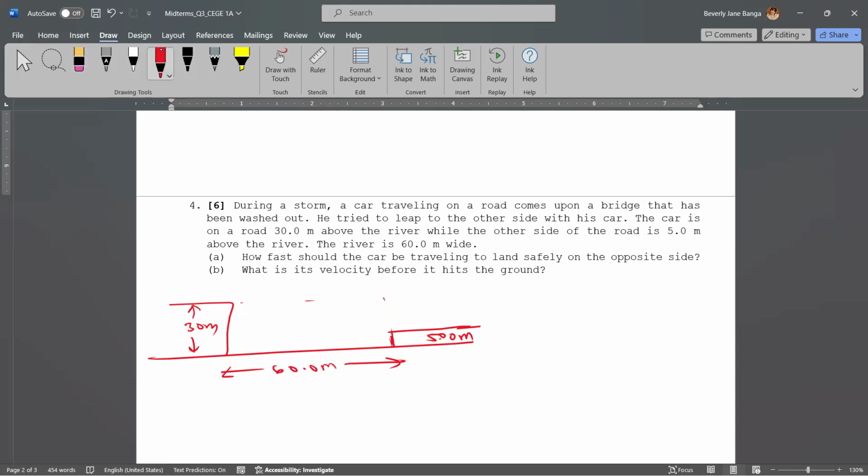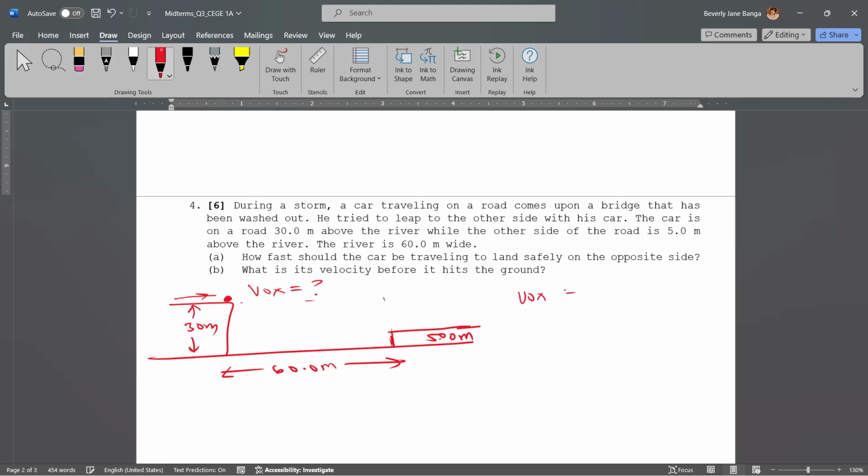So, nandito raw yung car. How fast should the car be traveling? So, nasa road siya, di ba? So, syempre, ano lang ba yan? May Y ba yan? Di ba? Wala. So, VOX lang to. Okay, so VOX yung hinahanap sa una. So, paano natin makukuha yung VOX?